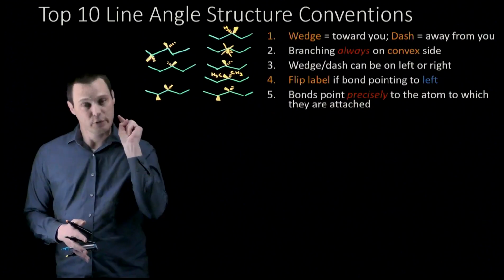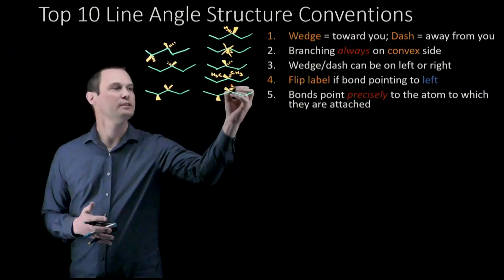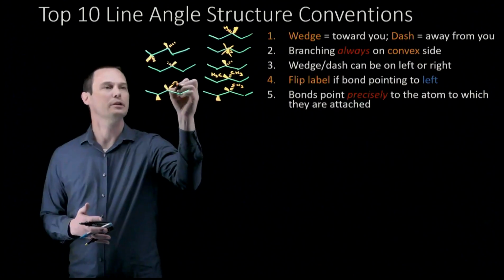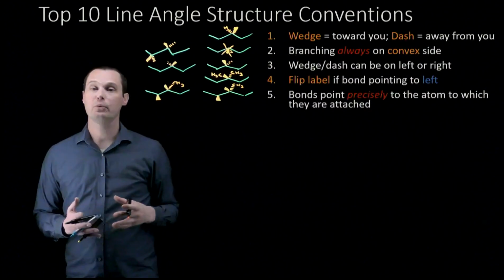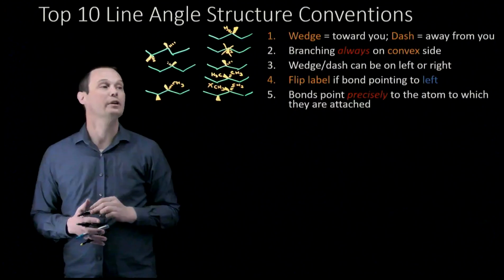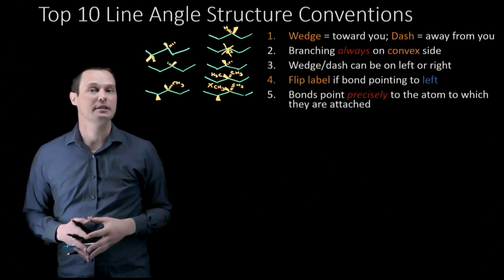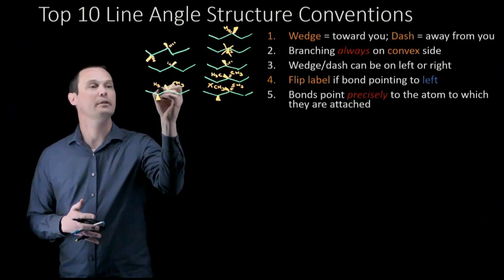Bonds point precisely to the atom to which they are attached. So, for example, if we have the CH3 group, again, we can write the CH3 group as normal. There's nothing that changes here. But again, if that group is bonded to the left side of the molecule, we need to flip the label. We do not write CH3. This is no good. This implies that the bond is directly attached to the hydrogens. It's not attached to the hydrogens, it's attached to the carbon. We need to be very precise. If the bond is pointed to the left, we flip the label.